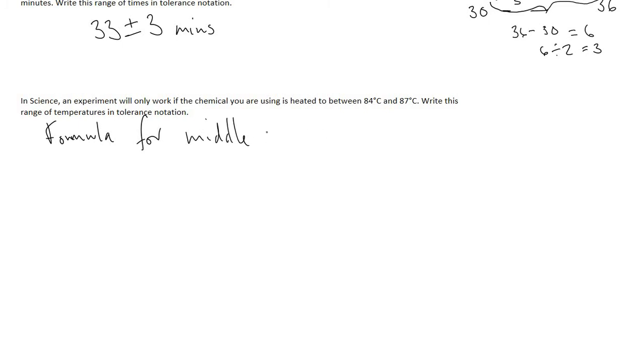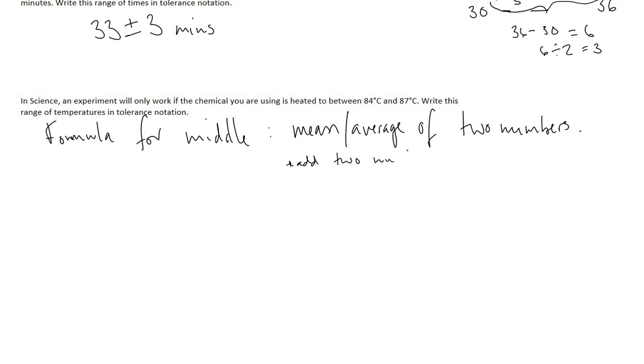and it's actually really easy. It's just the average or mean of the two numbers. Okay, so don't worry if you've never seen this before. So you add the two numbers, and then you half your answer.